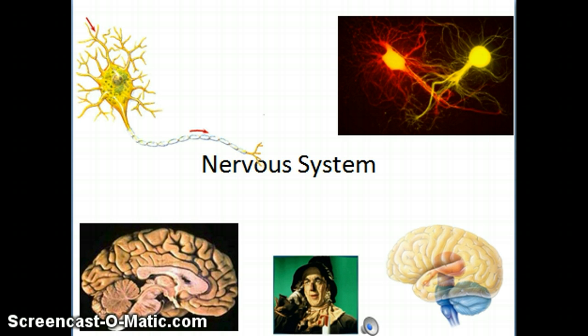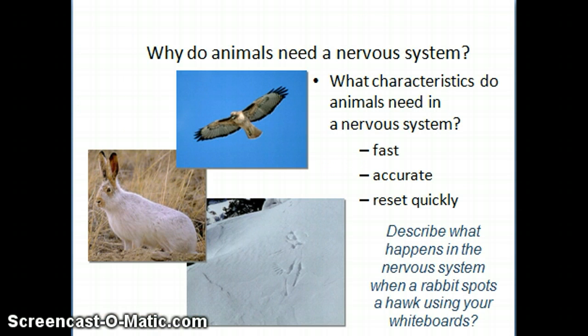So looking at animals, why do they need a nervous system? There are certain characteristics that are needed in every nervous system, and we already started with the one that it has to be fast, it needs to be accurate, and it needs to reset quickly after each message is sent.